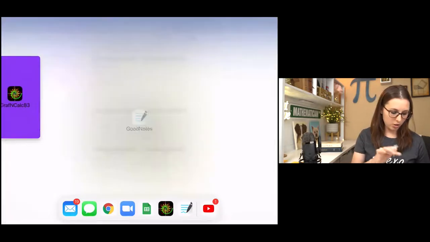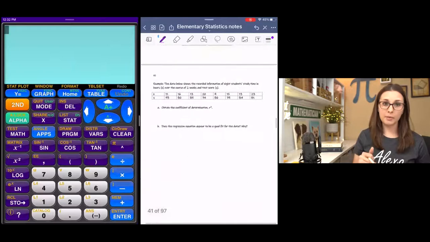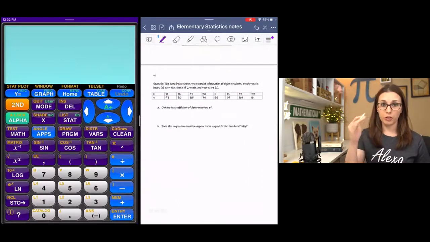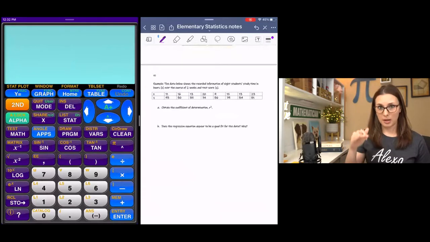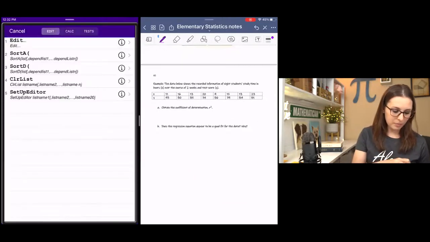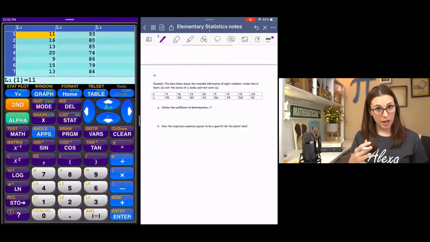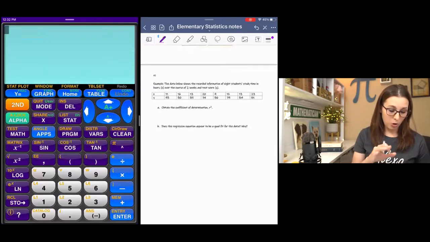I'm going to go over here. I've already input the data. It's the same data from the linear regression equation video, the correlation coefficient video, and now this one. So it's literally the same problem, just split up into 3 videos. So I'm going to go to Stat, Edit. You're going to input your data, which I've already done. And then I'm going to go second mode to go back to the home screen.